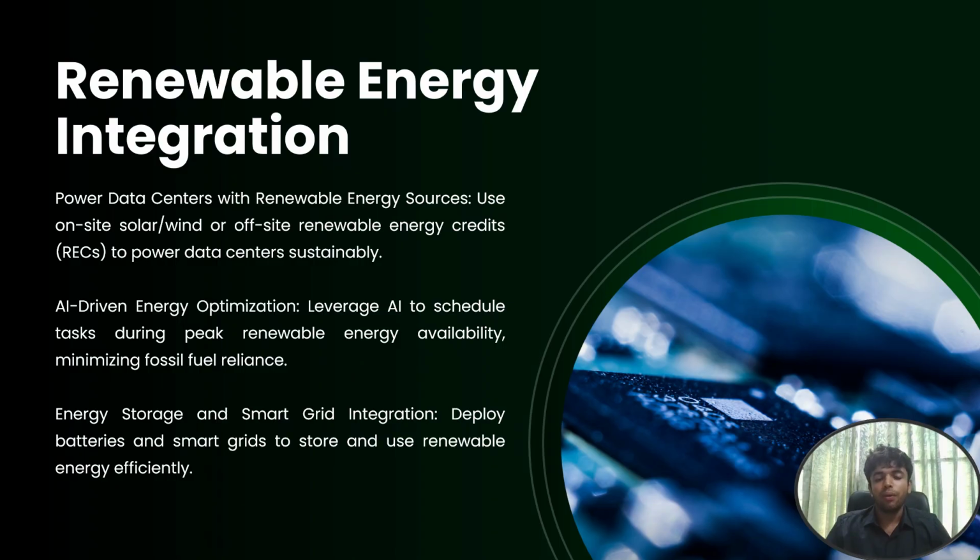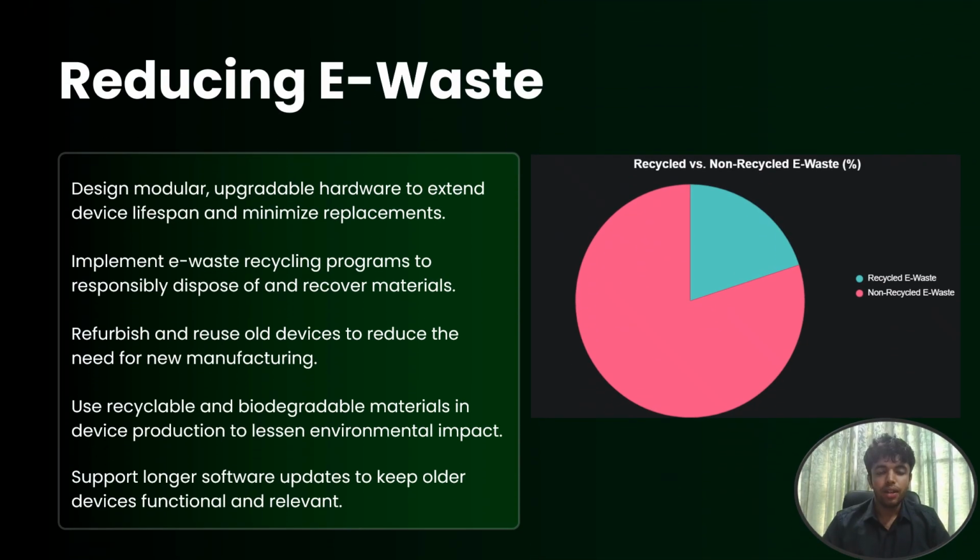Now let's talk about how we can integrate renewable energy with IT. We can use solar and wind farms to power these huge data centers. Companies like Apple and Facebook have already implemented this and have reduced their emissions by quite a lot. We can use AI to schedule and optimize tasks when renewable energy is available at its peak. We can store energy in smart grids and use renewable energy efficiently.